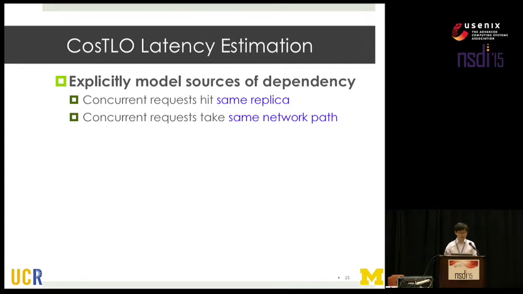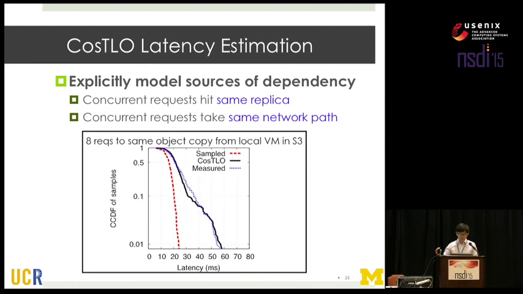So after incorporating these insights, we can perform a more accurate latency estimation. The graph here is the same example, but with a black line showing the latency estimated by CosTLO. As we can see, the black line almost accurately matches the measured line, which is the blue line, so CosTLO can perform more accurate latency estimation.